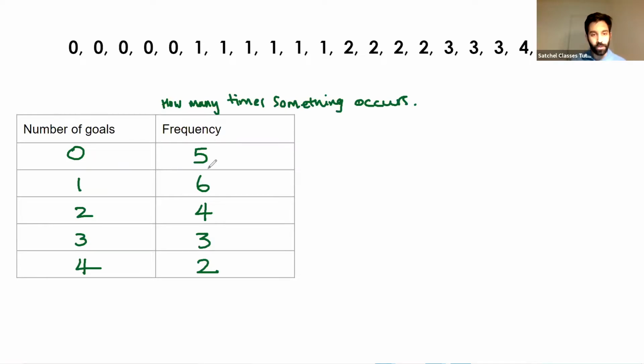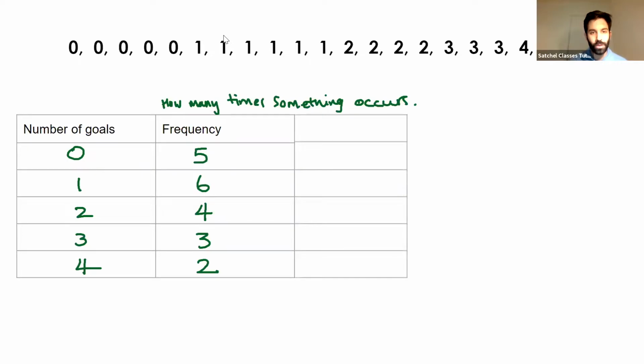So this is useful because by knowing the frequency, we can find out the total number of goals quicker. So if I just draw another column and call this column the fx column, fx being f for frequency and x being for the number of goals. So fx is the frequency multiplied by the number of goals. And what I mean by that is over here, if we add 0 5 times, it's still going to be 0. So we know the sum of these zeros is still 0.